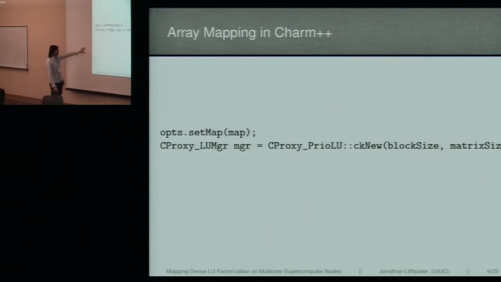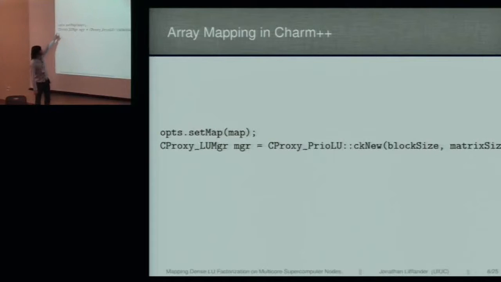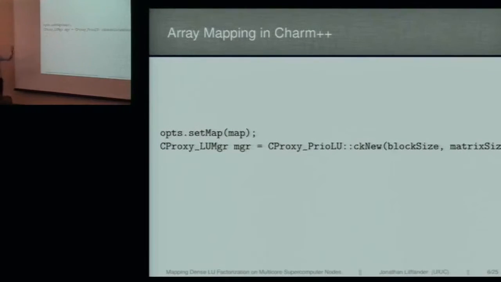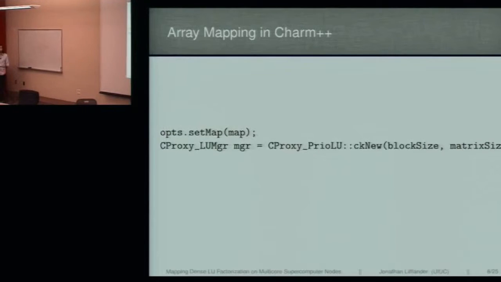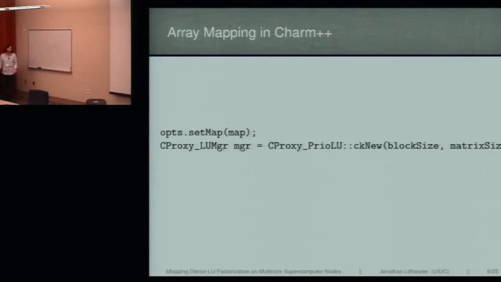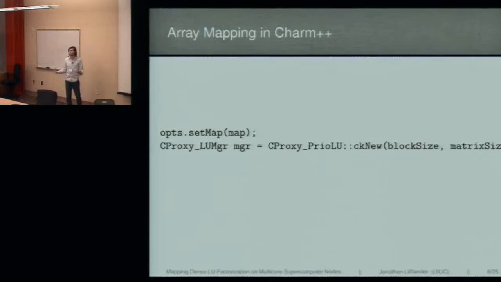And then we can just create that array with the block size and the matrix size. And I think the ops have already been set for this, so that would be passed in otherwise. And then Charm++ creates this chare array, which includes all the blocks, and it manages their location. The optimizations I'm going to present are very easy to implement in Charm++ because it's just a matter of changing the mapping, and all these optimizations just happen.